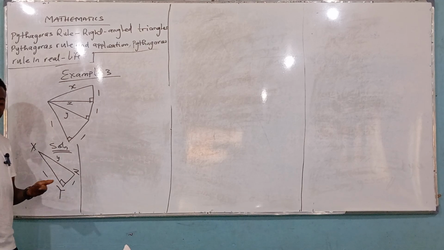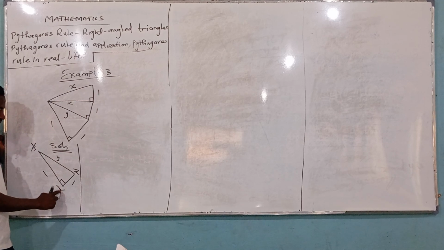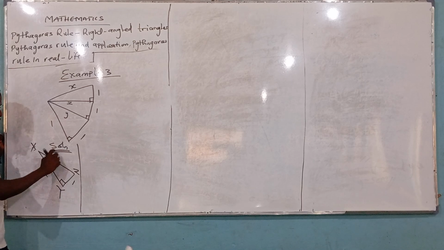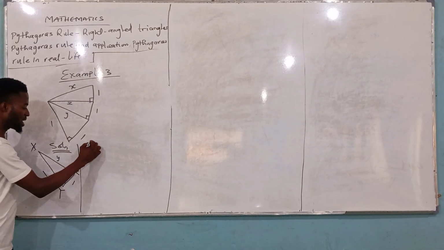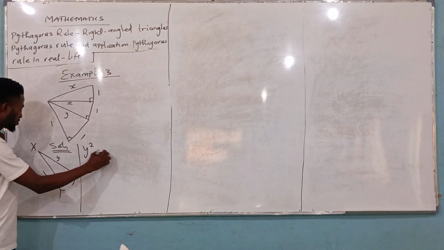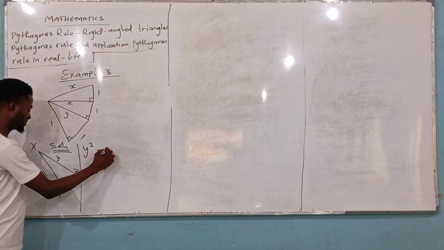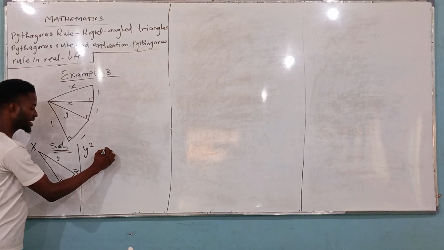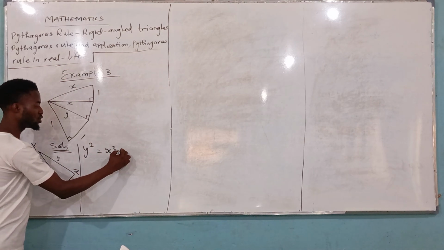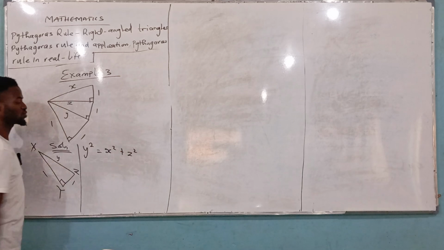So from here now, to identify our hypotenuse, we said it is the side opposite the right angle. So what is the side opposite the right angle here? It is y. So we can now say y square is equal to x square plus z square.